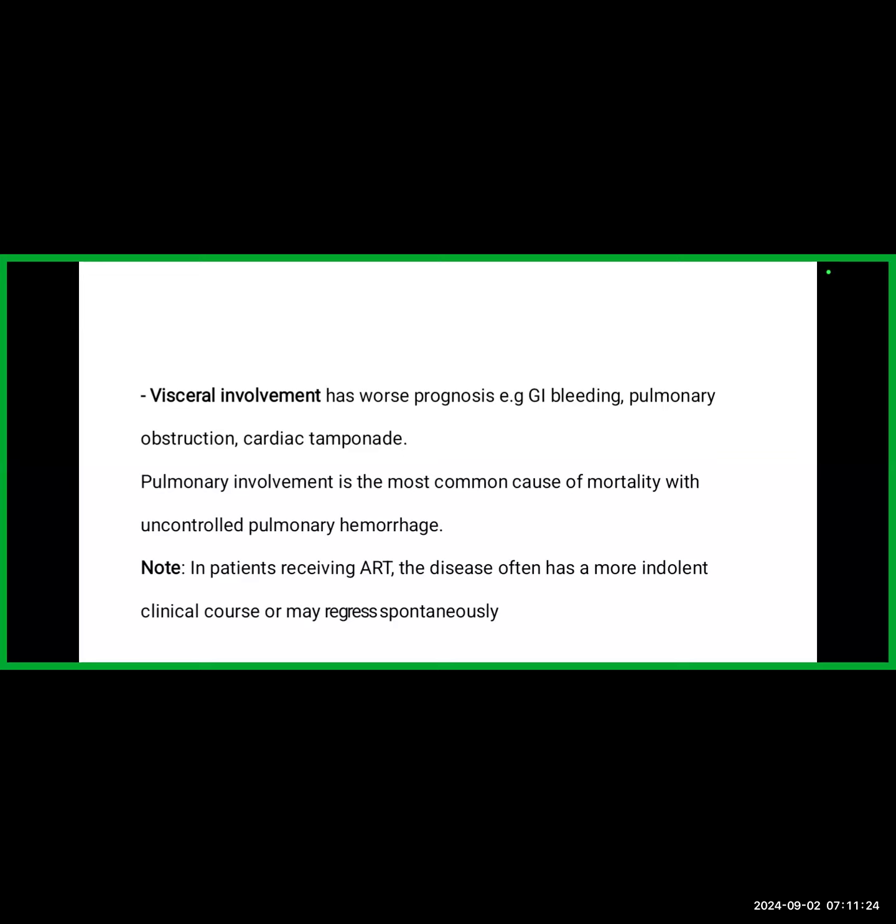So in cases where they affect the gastrointestinal tract, it can affect the mucosa, resulting in bleeding, or can cause intestinal obstruction, and even pulmonary obstruction, cardiac tamponade if it affects the cardiovascular system. But however, pulmonary involvement is the most common cause of mortality, due to uncontrolled pulmonary hemorrhage. In patients receiving antiretroviral therapy, the disease often has a more indolent clinical course or may regress spontaneously.